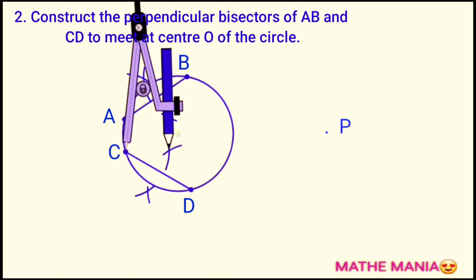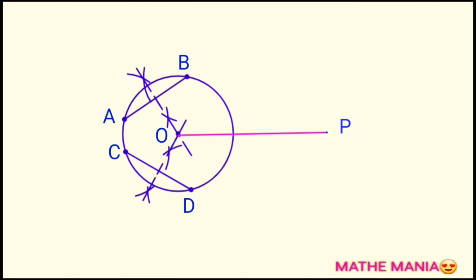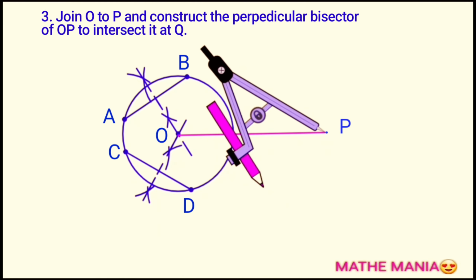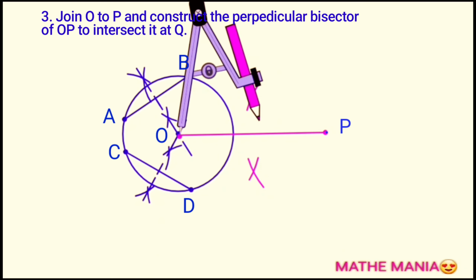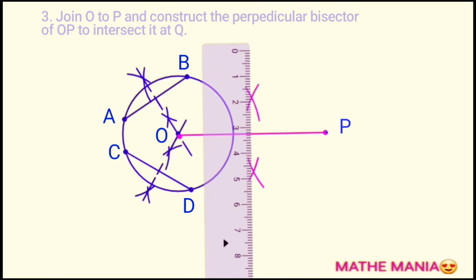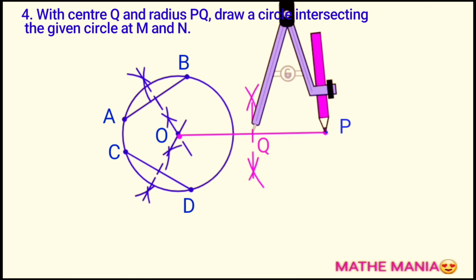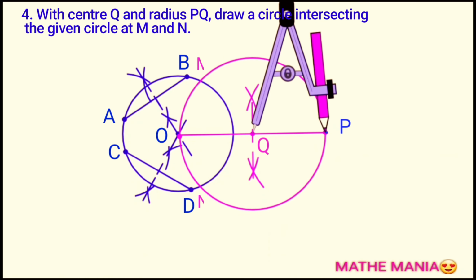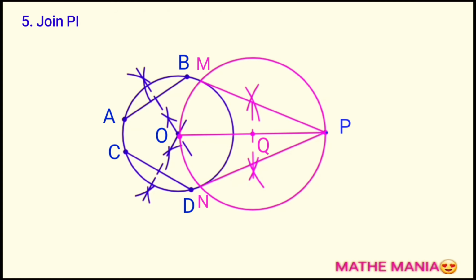The remaining steps are same as in question number 1. We have to join O to P and draw its perpendicular bisector intersecting it at point Q. Then with point Q as center and radius OQ or OP, we will draw a circle which will intersect the given circle at points M and N. Joining M and N to P, we get the 2 tangents MP and NP.